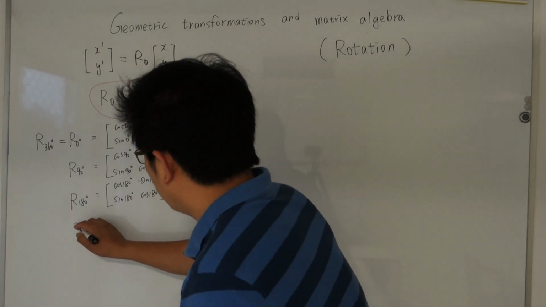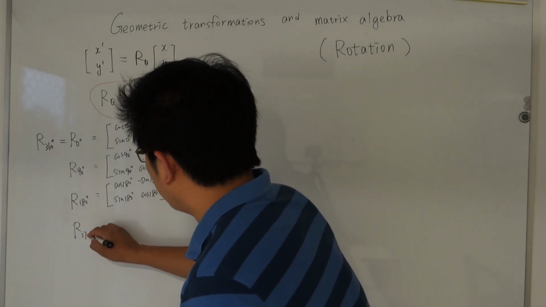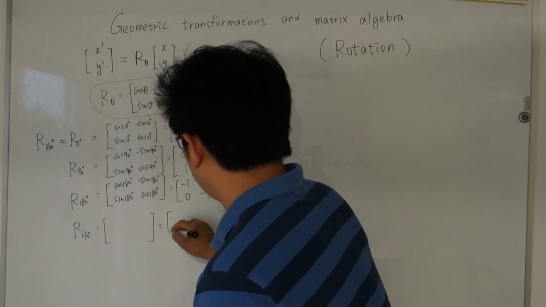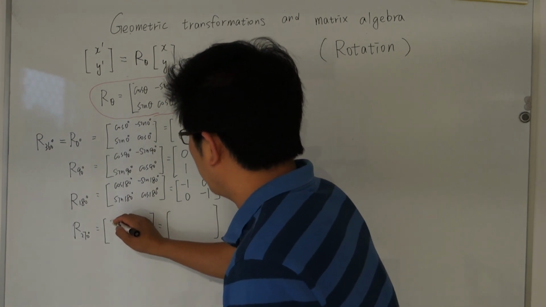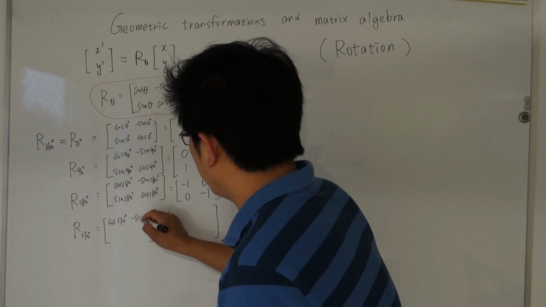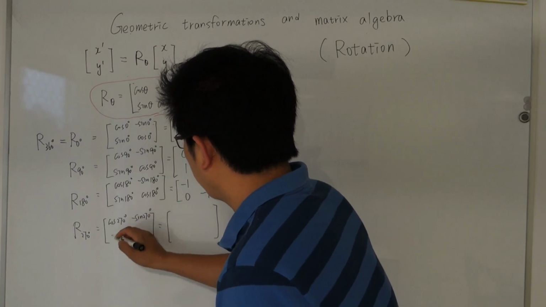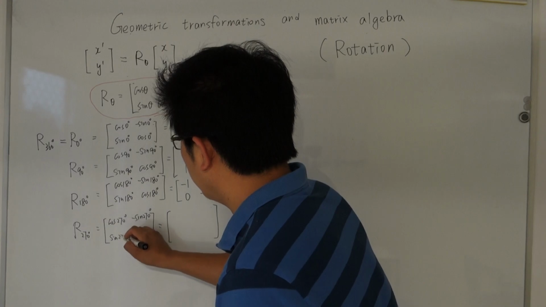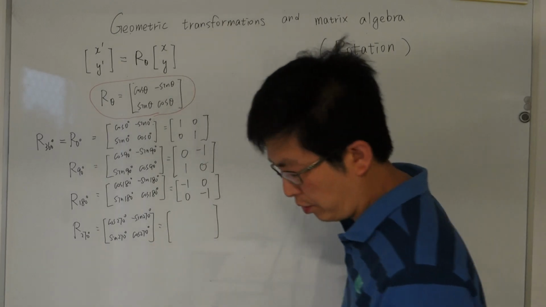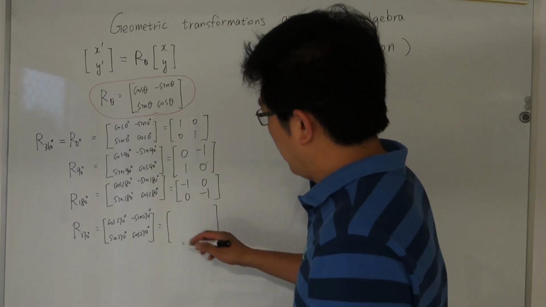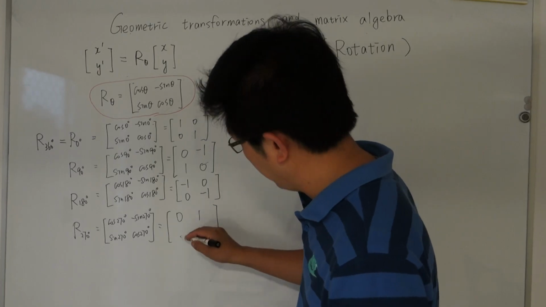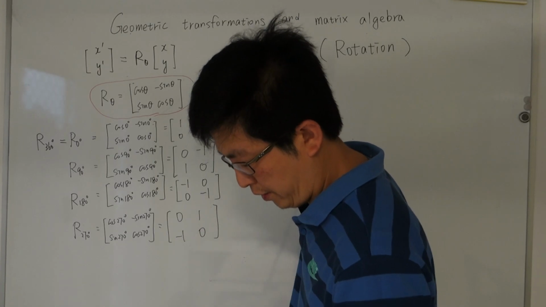Okay, now rotate 270 degree. The same, we substitute cosine 270 degree, negative sine 270 degree, sine 270 degree, cosine 270 degree. So equal to what? Cosine 270 is 0, 1, negative 1, 0. Okay?